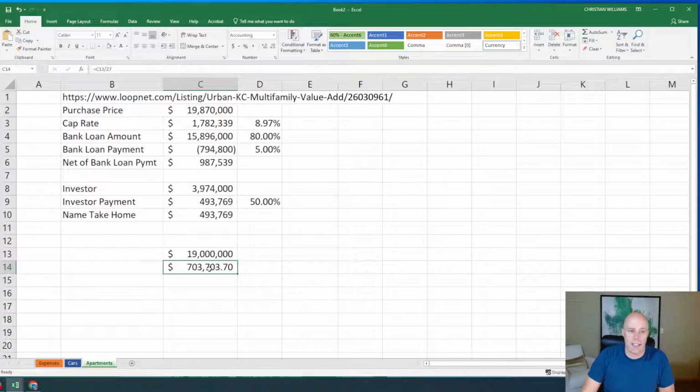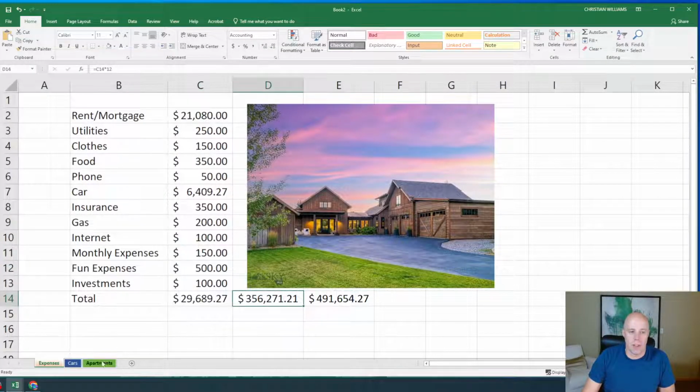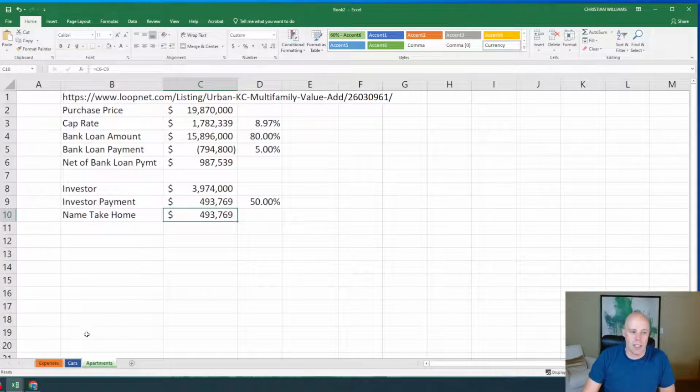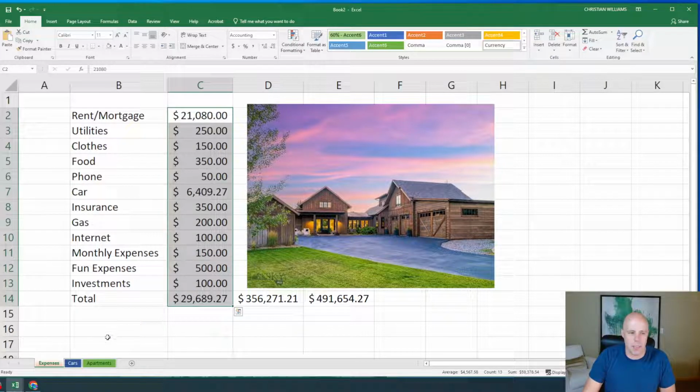in taxes for 27 years, which means that since I'm making 493,000, and there's a lot more nuances to this, but just to keep it simple, that means that I wouldn't be paying any taxes at all. And so I'd really only need 356,000 in order to cover all of these expenses.